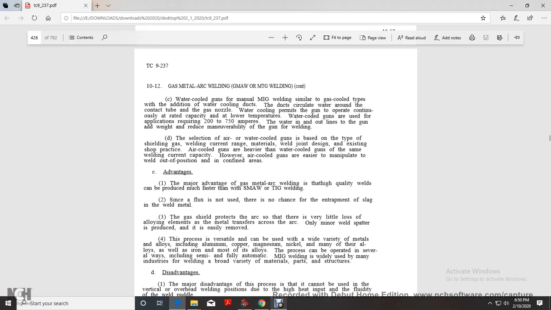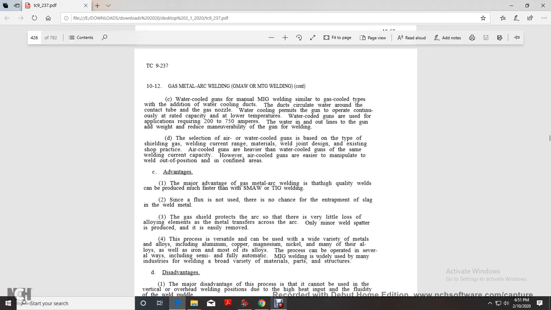Water inlet and outlet lines add weight to the gun and reduce its maneuverability for welding. The selection of air-cooled or water-cooled guns is based on the type of shielding gas, welding current range, materials, weld joint design, and existing shop practice. Air-cooled guns are heavier than water-cooled guns of the same welding current capacity. However, air-cooled guns are easier to manipulate and weld out of position in confined areas.